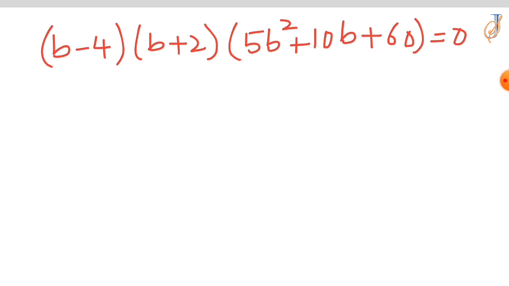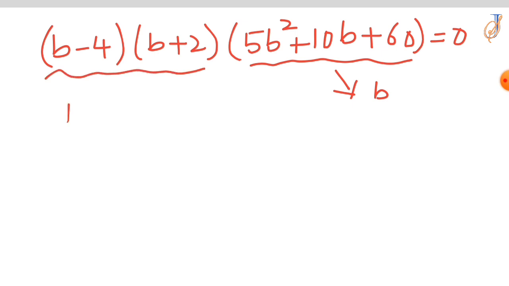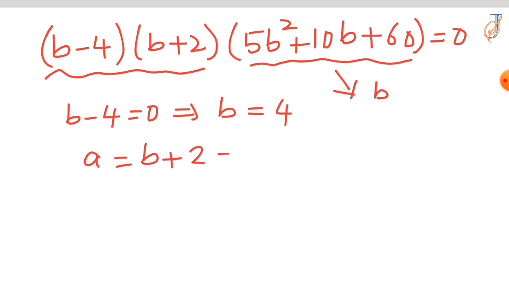This is in the form of a quadratic expression. So using the quadratic formula, we are going to find the values of b here. Before that, let's take these two values of b. b minus 4 equals 0, that means the b value is 4. So we consider a equals b plus 2, that means 4 plus 2, which gives 6. So if b equals 4, then the a value is 6.